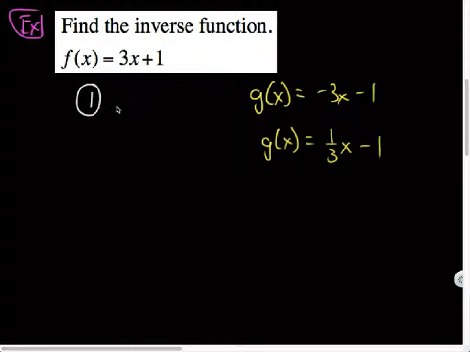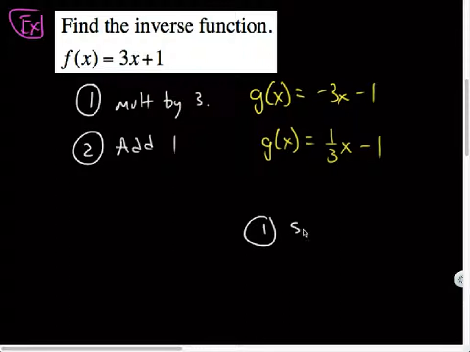First thing, it was multiplied by 3, right? And then what was the second thing that happened to it? It was added by 1. That was the second part of its day, right? So an inverse function not only would have to do the opposite of these steps, but it would have to do them in the reverse order, like defusing a bomb. It would be subtracted by 1 and divided. So my inverse function would be subtract 1.